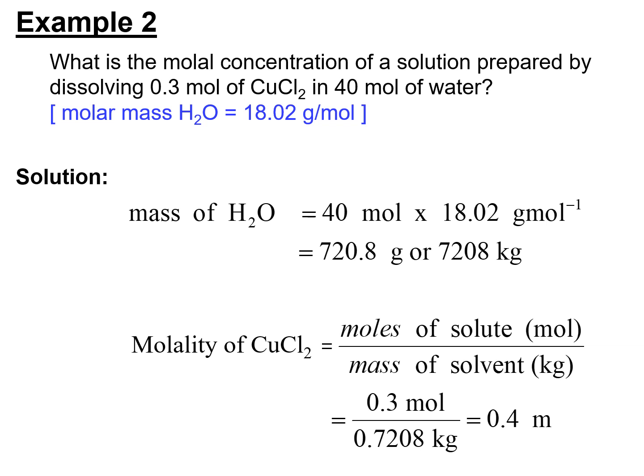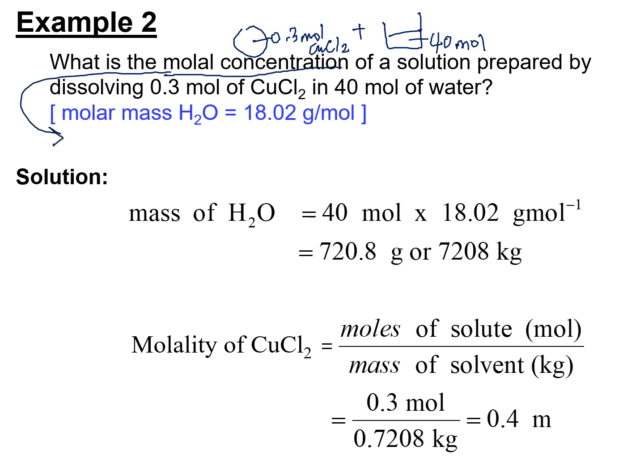Okay, kalau you tak nampak, as what I told you, you need to draw out. If let's say you ada 0.3 mole of CuCl2 kan, you campurkan dengan 40 mole of water. Soalan nak apakah molar concentration dia? Molar concentration ni can be known as molality as well. So, you tulislah molality punya formula. Molality is equals to number of moles of solute bagikan dengan mass of solvent in kilogram.